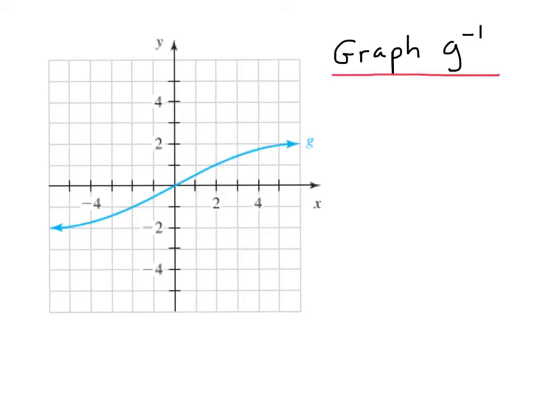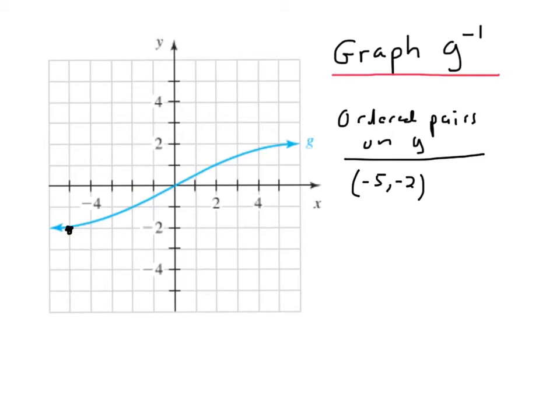So, for example, let's make a little list of ordered pairs that are on the original function. So let's just look at the graph and see if we can find specific ordered pairs that we know are on that function g. I'm going to take this one right here. It looks like that point right there is on it. And that would be (-5, -2). So let me write that one down. (-5, -2).